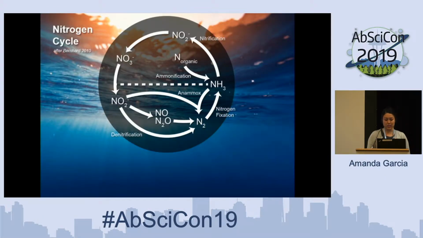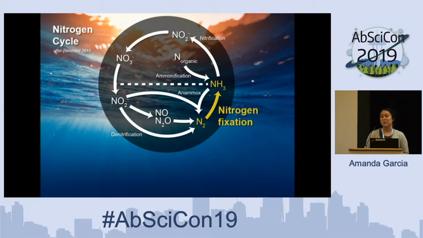Okay, so pictured here is a cartoon of the modern nitrogen cycle. Nitrogen is an essential element for life. We need it for DNA, we need it for proteins. But even though our atmosphere is almost entirely composed of nitrogen, most organisms can't use it in this form, so nitrogen needs to be reduced or fixed.